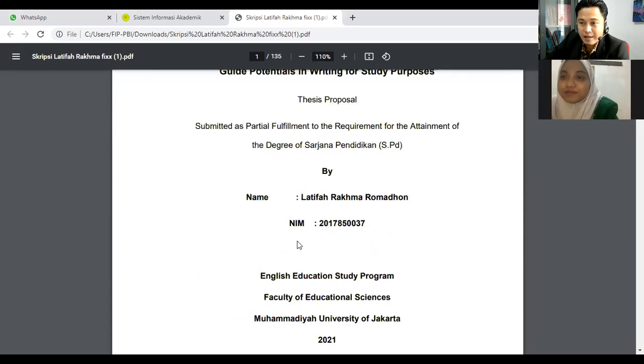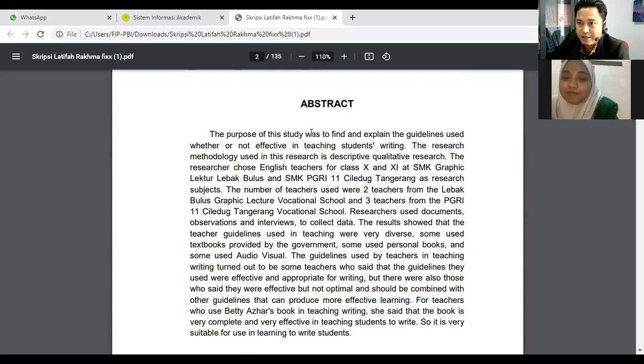Now let's have a look at your abstract here. The purpose of this study was to find and explain whether or not the guideline use is effective in teaching student writing. Your main aim here mentions guidelines, but the term you use in the title is teacher's guide. It should be the same, it should be similar. Latifa, do you see my point?